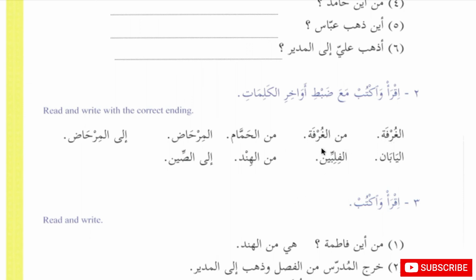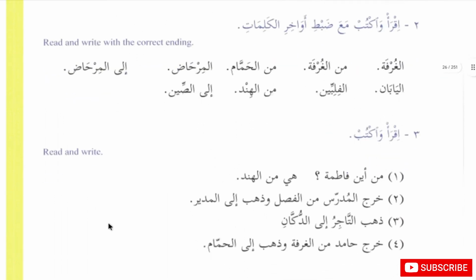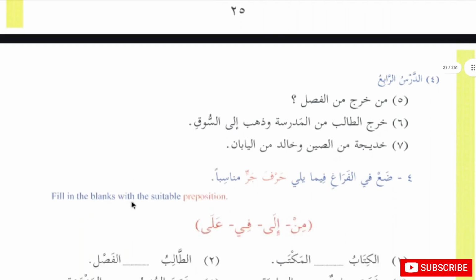So al-ghurfatu, min al-ghurfati, min al-hammami, al-mirhatu, ila al-mirhati, al-yabanu. So places also don't take tanween, and they're feminine generally. So al-yabanu, al-Philippine, the Philippines, min al-Hind, from India, ila Sin, to China. So min al-Hindi ila Sini. So they want you to read and write these with the harakat, so you can do that as practice for yourself. Some more practice.